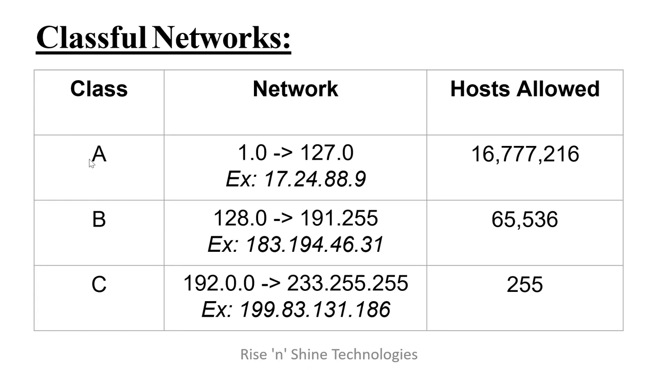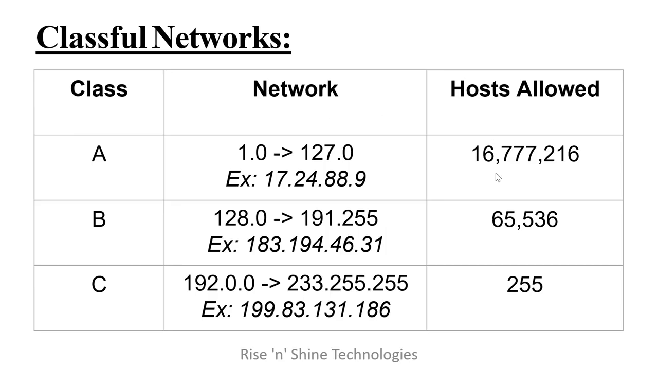But what is class A? The range of IP addresses is 1.0 to 127.0. As we're talking, each octet is 0 to 255. The first octet starts at 1 and ends at 127. All the IP addresses between these are considered class A.